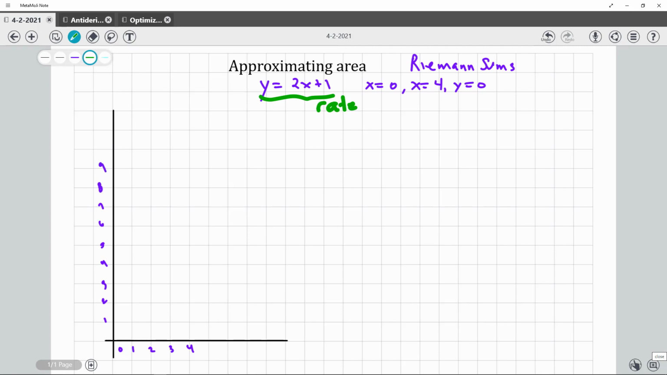And from here, I can see that I'm looking at my function up here. If x equals 0, 2 times 0, 0 plus 1, I'm at 1. If x equals 1, I'm at 3. And then so on. I continue to do these at 5, at 7, and 2 times 4 plus 1 would be 9. So I'm looking at this line right here.